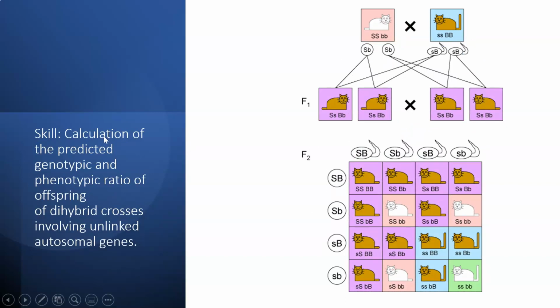Okay. So, a skill. You need to be able to calculate the predicted genotypical and phenotypical ratios of offspring of dihybrid crosses involving unlinked autosomal genes. So we're looking at autosomal, we're not looking at sex-linked. We're looking at dihybrid crosses. So we're talking about two different features we're going to be looking at once. So our cat, I have finally just seen what the differences are. We've got two different cat colours and it's the tail length. So we've got long tails or short tails. Okay, so we've got two different features we're looking at with our cats there.